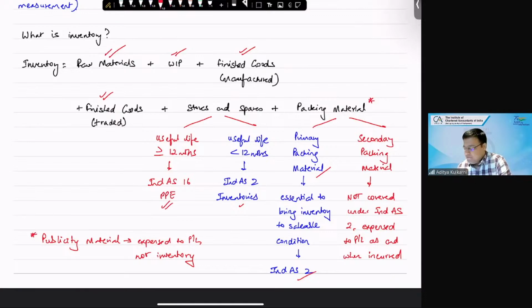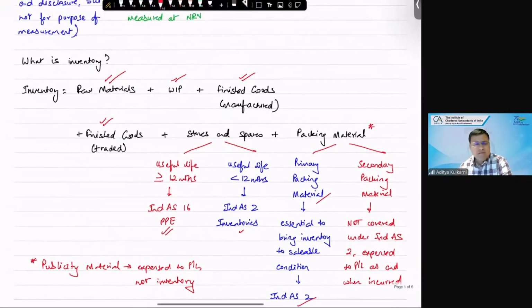Secondary packing material. Now these are publicity materials, advertising. All these become your secondary packing material. They do not contribute towards bringing your inventory to a saleable condition. They only contribute towards publicity, for example, and therefore they will not be covered under inventory. They have nothing to do with your inventory. Okay, so this is broadly your inventory items.